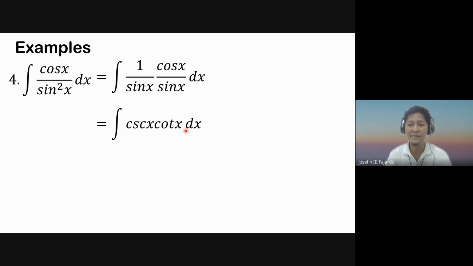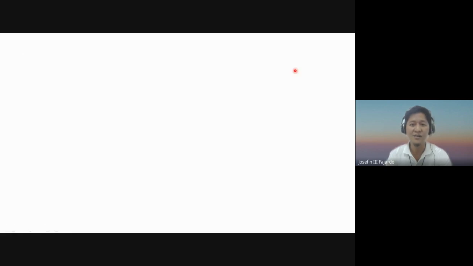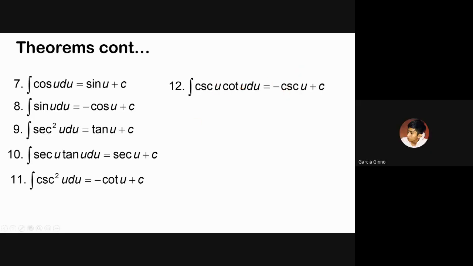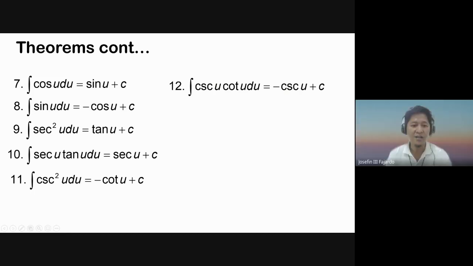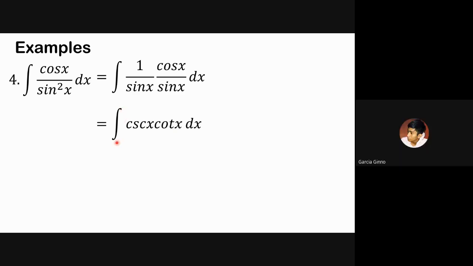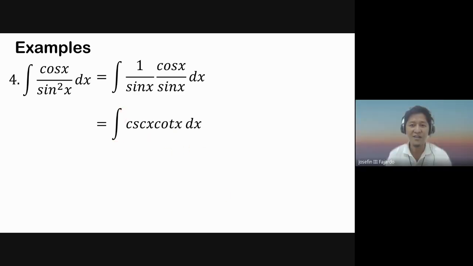Okay? And ito, meron tayo dito, di ba? Cosecant x cotangent x is the integral of this. Okay? Yun na po yung sagot doon, sir. Hindi pa. Hanggat andyan pa yung integral sign, hindi pa yan tapos. So this one is now negative cosecant x plus C.